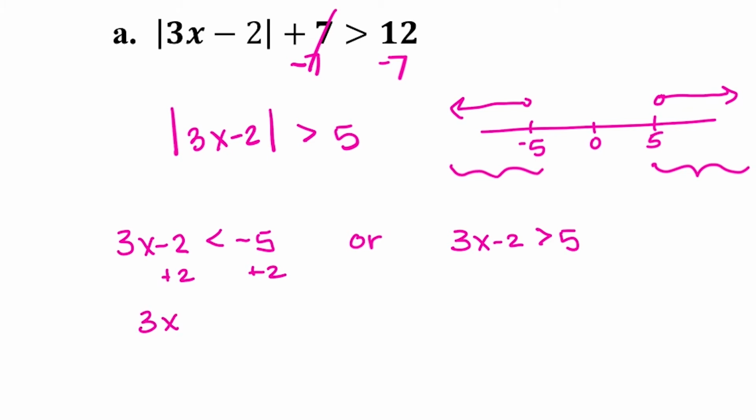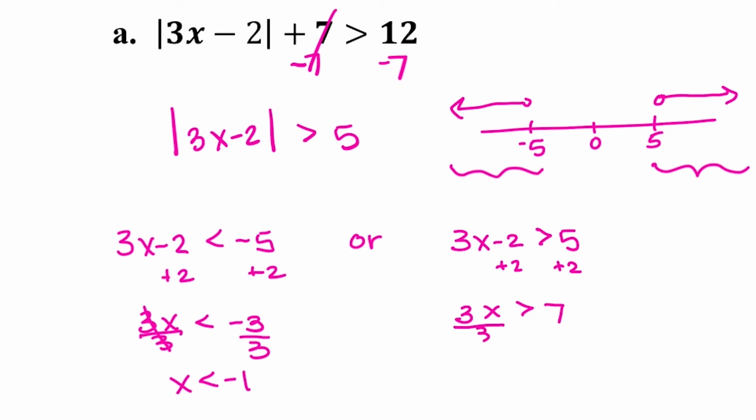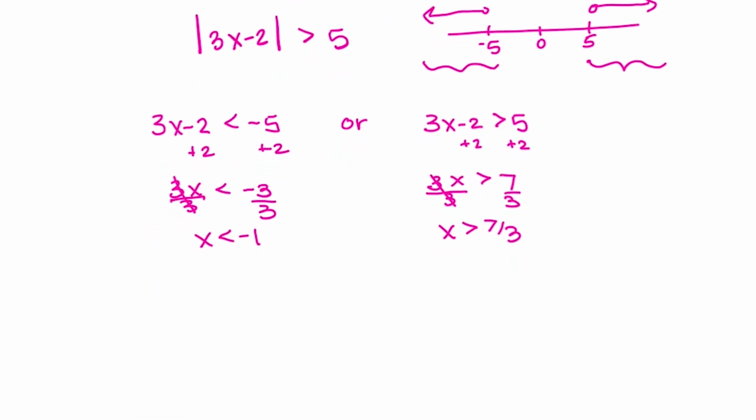That's 3x is less than negative 3. And then if we divide by 3, we get that x is less than negative 1. Over here, we'll add 2. That's 3x is greater than 7. So divide by 3, we get that x is greater than 7/3. So those would be the two answers for our inequality.